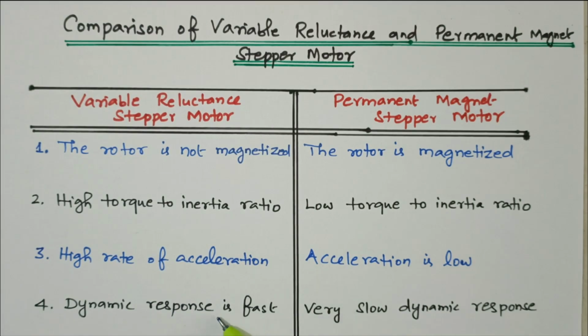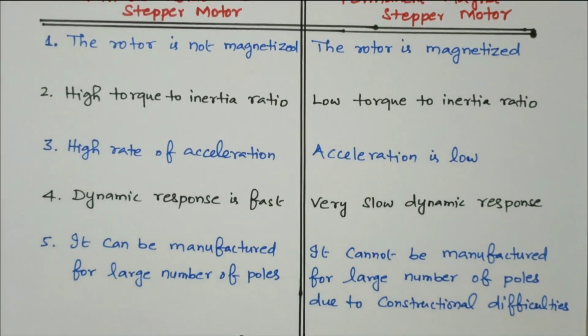So we have more advantage in the variable reluctance stepper motor. That is, high torque to inertia ratio, high rate of acceleration, and fast dynamic response. Here it is low torque ratio, low acceleration, and very slow dynamic response. Now we'll see the further details.